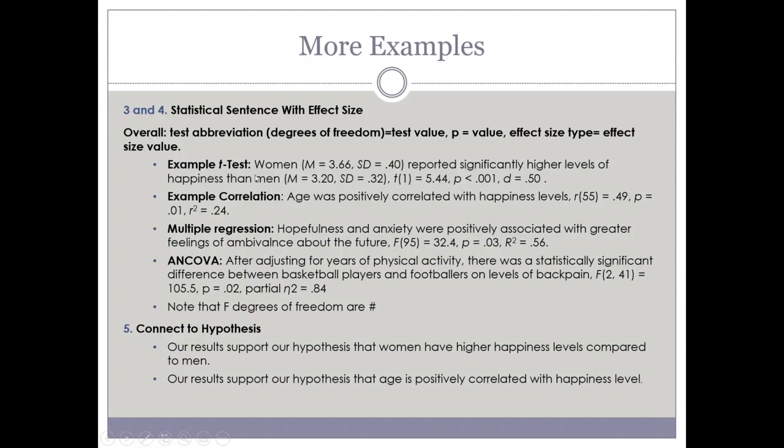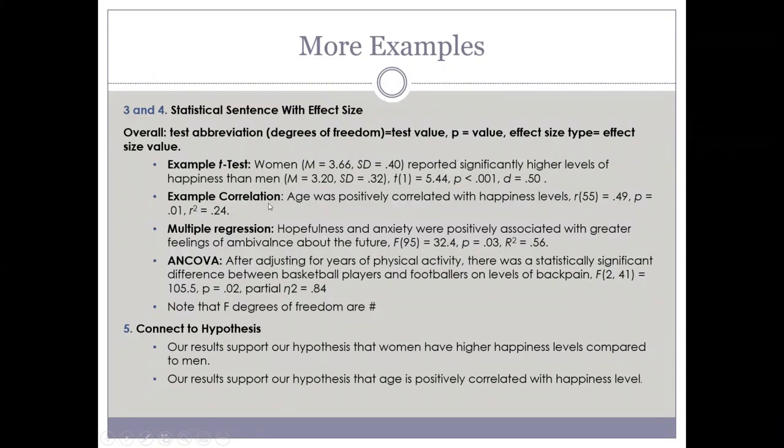So for t-tests, we see here that it's at the end of the sentence. We see that the t-test is represented by this italicized t. We have our degrees of freedom in the parentheses equal to our test statistic, comma, our p-value, and then afterwards our effect size, which is equal to 0.50. And again, notice that we're only using 2 decimal places here, except for when p is less than 0.001.